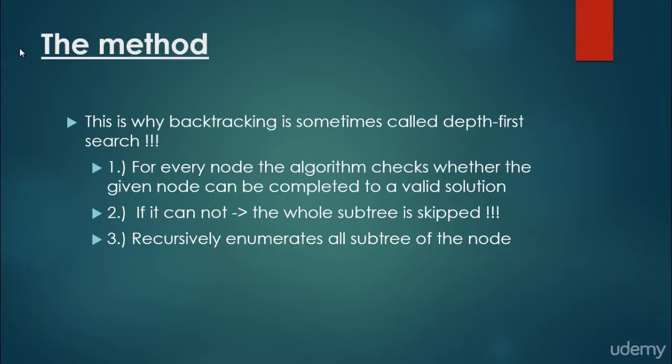For every node, the algorithm checks whether the given node can be completed to a valid solution. If it cannot, then the whole subtree is skipped, and this is why it's much faster than brute force search, because we can skip whole subtrees, and the size of these subtrees can be enormous. And of course, it recursively enumerates all subtrees of the node. So this is how backtracking works.